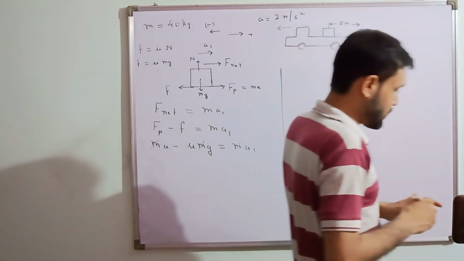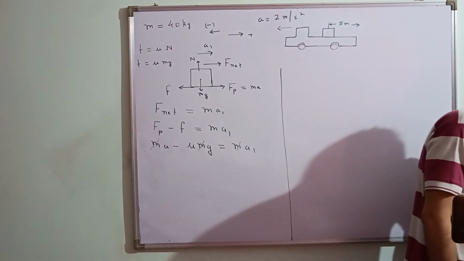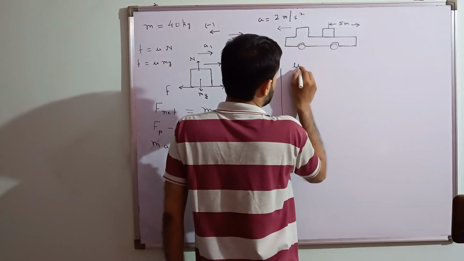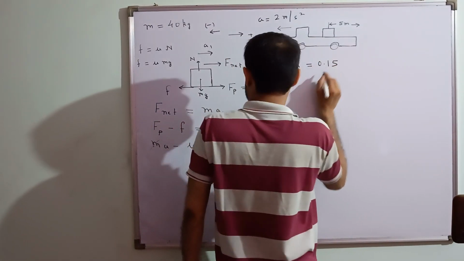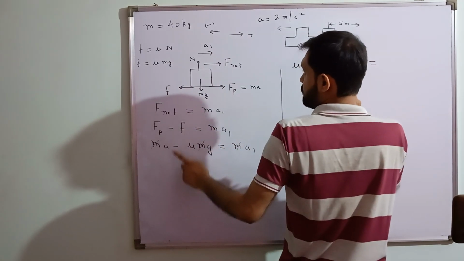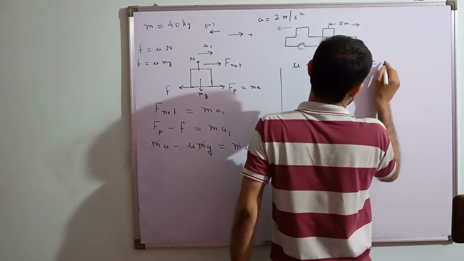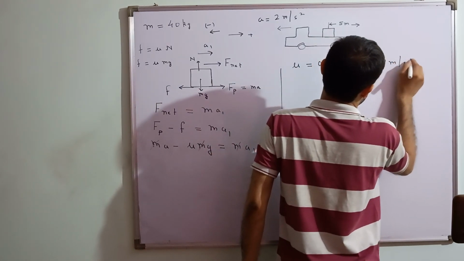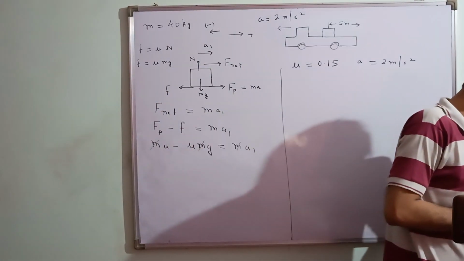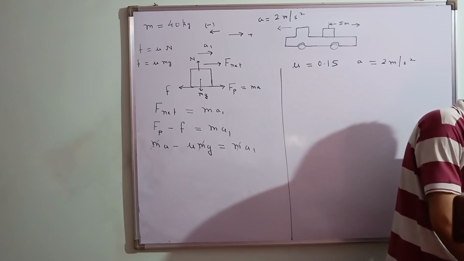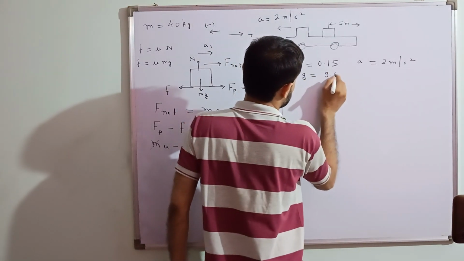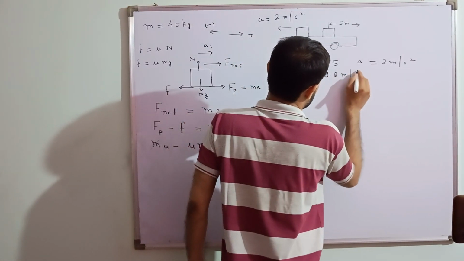What value of mu have they given? Mu is 0.15. And what is the value of acceleration? Acceleration we have already written, 2 meter per second square. What is the value of g? Have they given anything? No. Okay, let's take g as 9.8 if they are not giving, meter per second square. So this is the value of g.